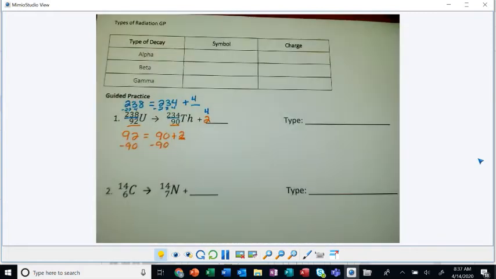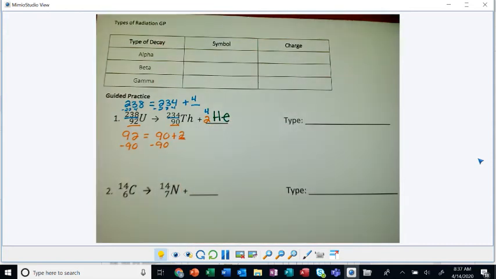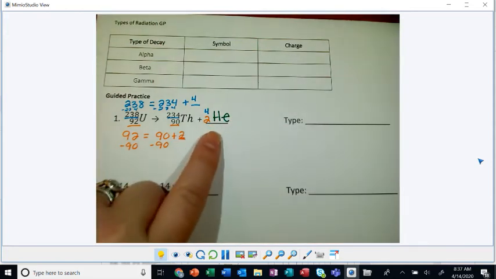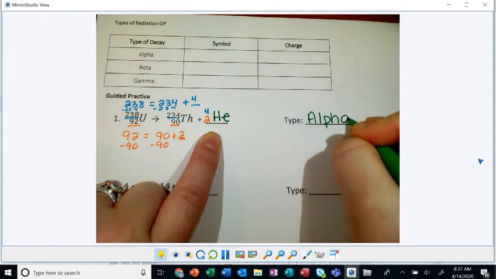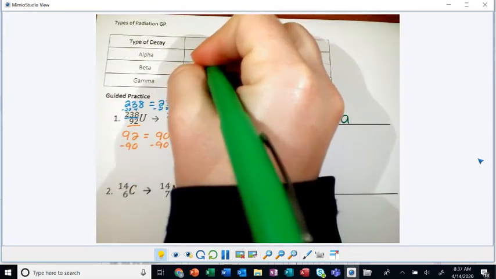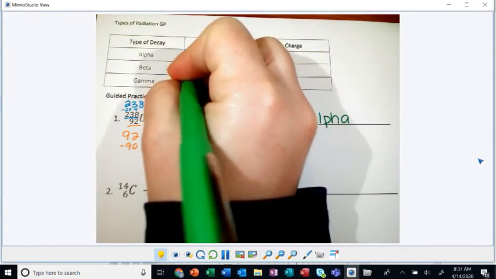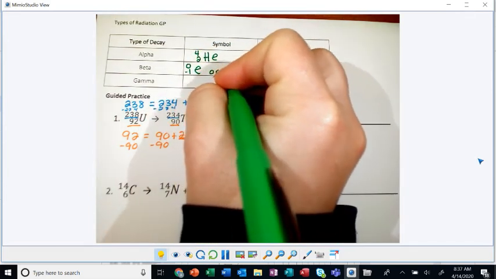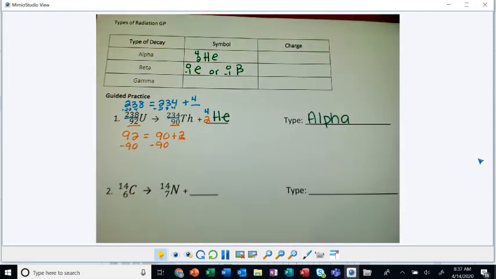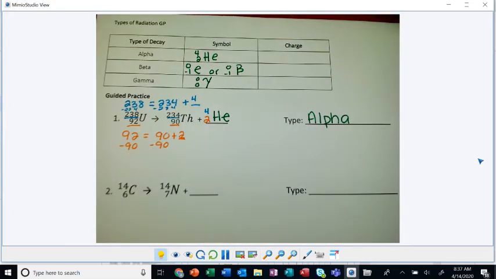So I write the symbol He. And since a helium atom was released, then my type over here is going to be alpha. I'll put my symbols here real quick. He. This can be a 0, -1, e, or you're also going to see this as the beta symbol. And then gamma is my little fancy gamma.